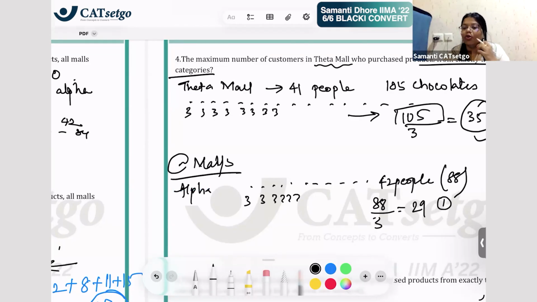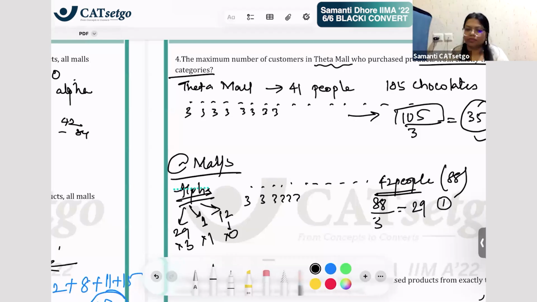So what's happening now? Out of these 42 people, 29 people have 3 products. There's 1 product remaining, which 1 person, the 30th person, will have. And the remaining 12 people will have no products at all. This way I maximized it so that 3 products are with 29 people. I can do this for each mall and add them up. Then Beta is 31. Very good.